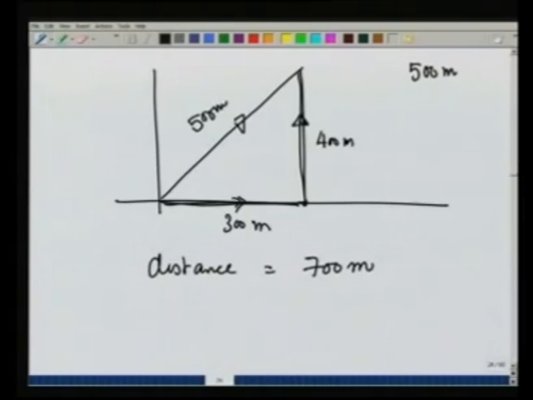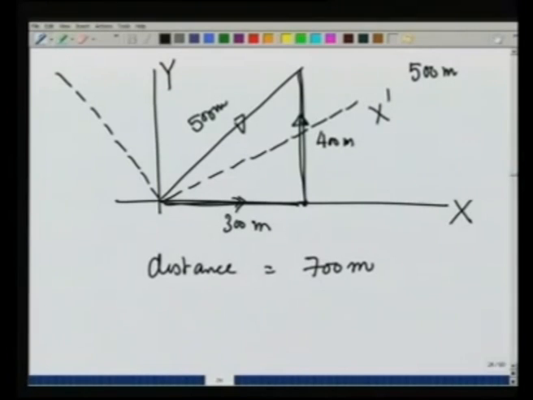Now, suppose you have another friend who is looking at it from a different frame. For the previous friend you had the x axis along the east and y axis along the north, but another friend has his axis x prime at some angle theta from the east and y prime at some angle theta from the north. Although the distance travelled by this person in going to the other house is going to be 700 meters in both the frames.